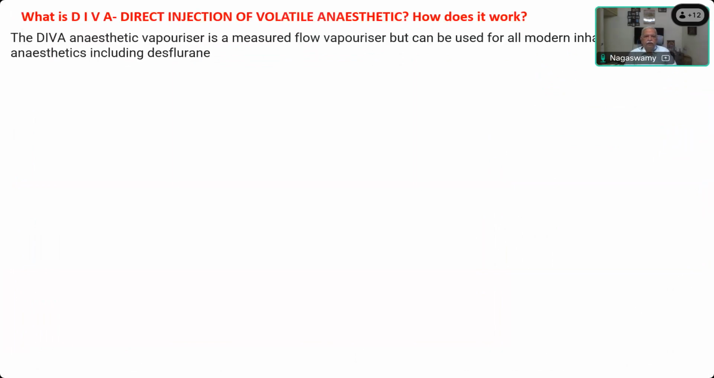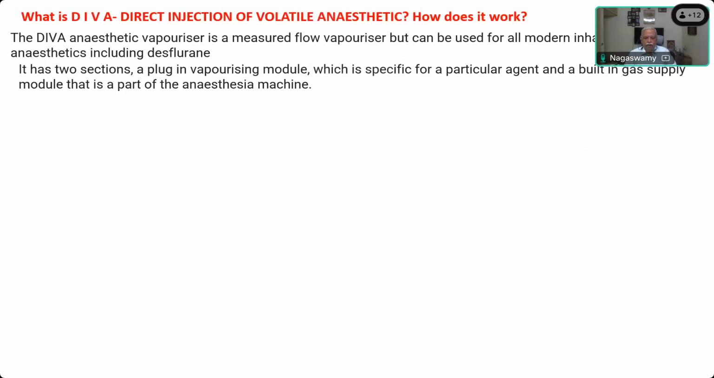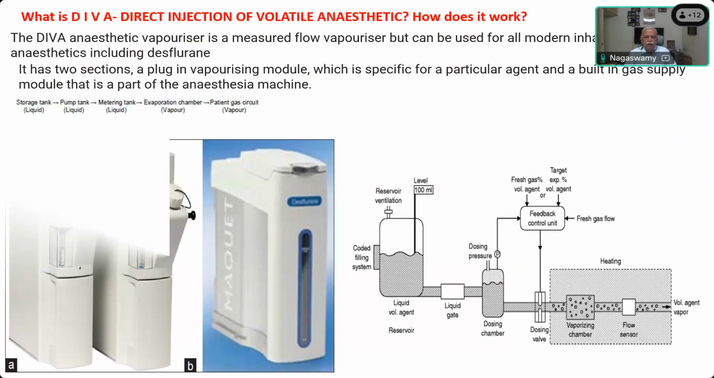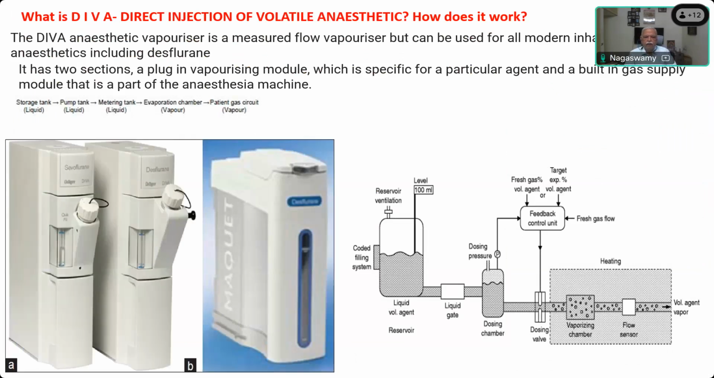And lastly, what is DIVA? Any idea? Direct injection of volatile anesthetic. And how does it work? It is a measured flow vaporizer for all modern anesthetics, including desflurane. It has a plug-in vaporizing module, which is specific for a particular agent. There is a storage liquid, a pump tank, a metering liquid, an evaporation chamber, and the patient circuit. It is directly injected into the circuit, and this may be the thing that may be used in the future. So this is the vaporizer for such a thing.